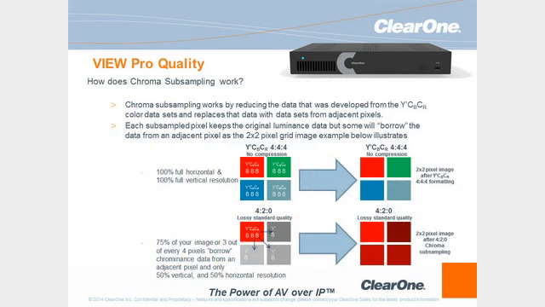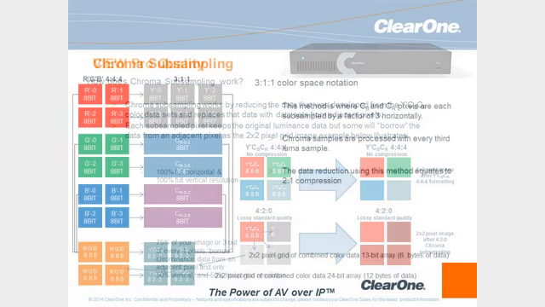The way chroma subsampling works is by reducing the data that was developed originally in the YCbCr color dataset and replacing that data with adjacent pixels. So each subsampled pixel keeps all the original luminance data, but it borrows the data from an adjacent pixel for the chrominance. If you look on this slide, with this particular type of chroma subsampling, 75% of the image is borrowed from adjacent pixels. And so you only achieve a 50% vertical and 50% horizontal resolution with this.